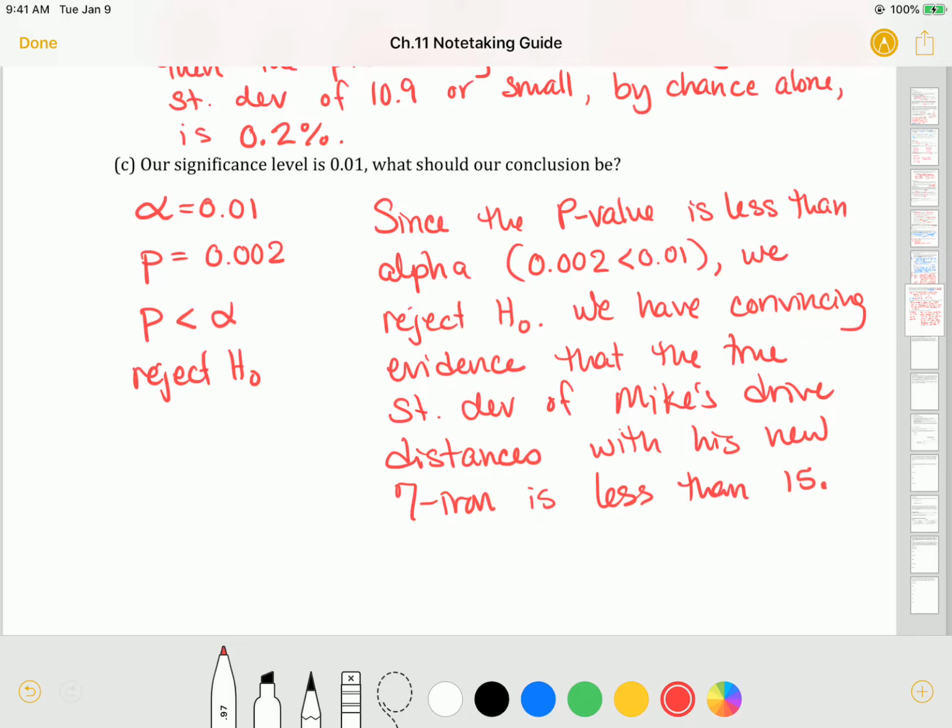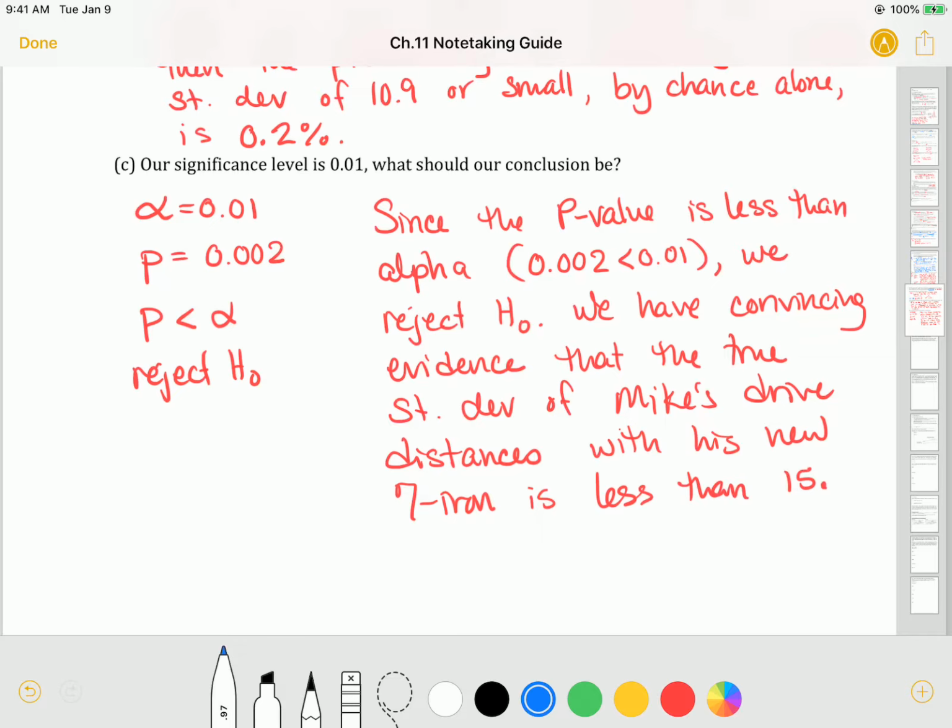Now there's different ways that you can state this final conclusion, this linkage part. We could even get away with saying, we have convincing evidence that Mike's drive distances with his new 7-iron are more consistent. And a statement like that would imply that the standard deviation is less than 15. It's less than what it was before. So basically, we're just trying to answer the question. When we come up with our conclusion, our linkage should always be addressing that alternative hypothesis.